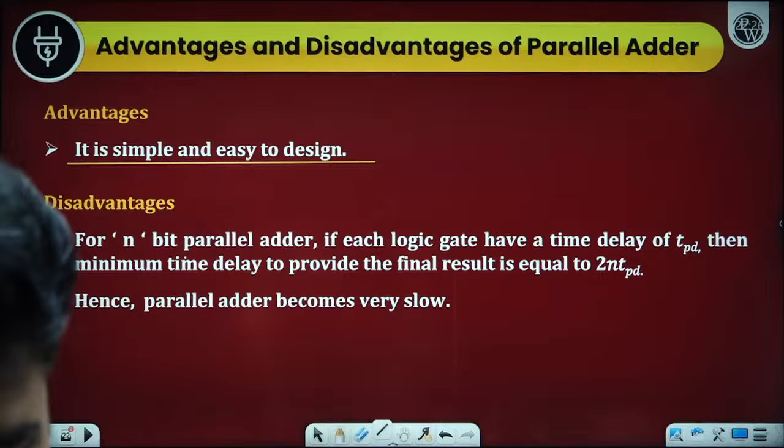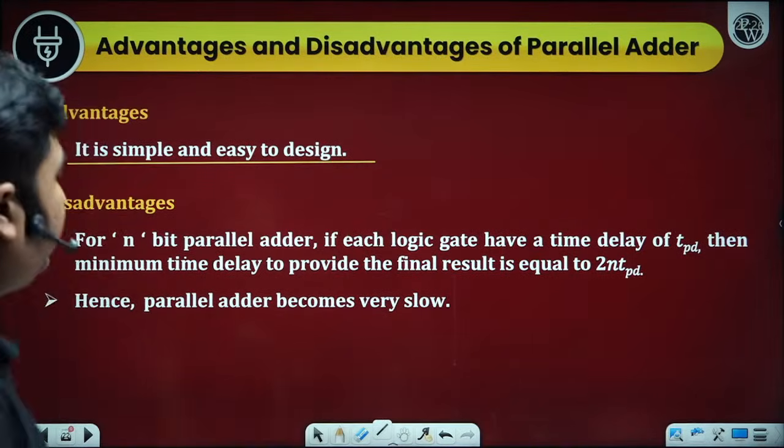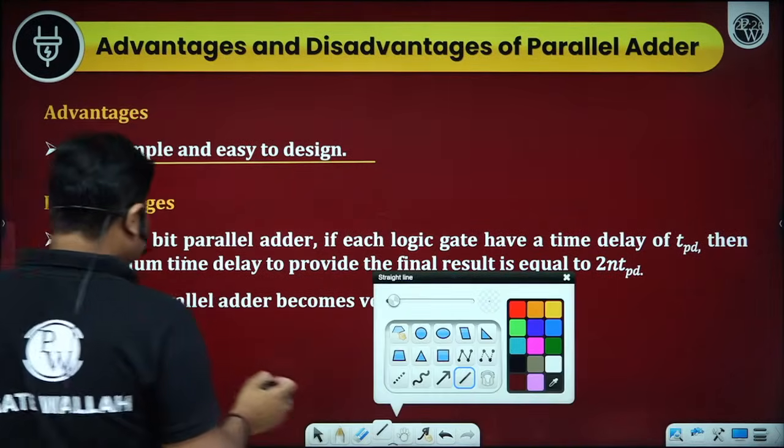So up to this part, everything is clear. Now, please observe what is the disadvantage.